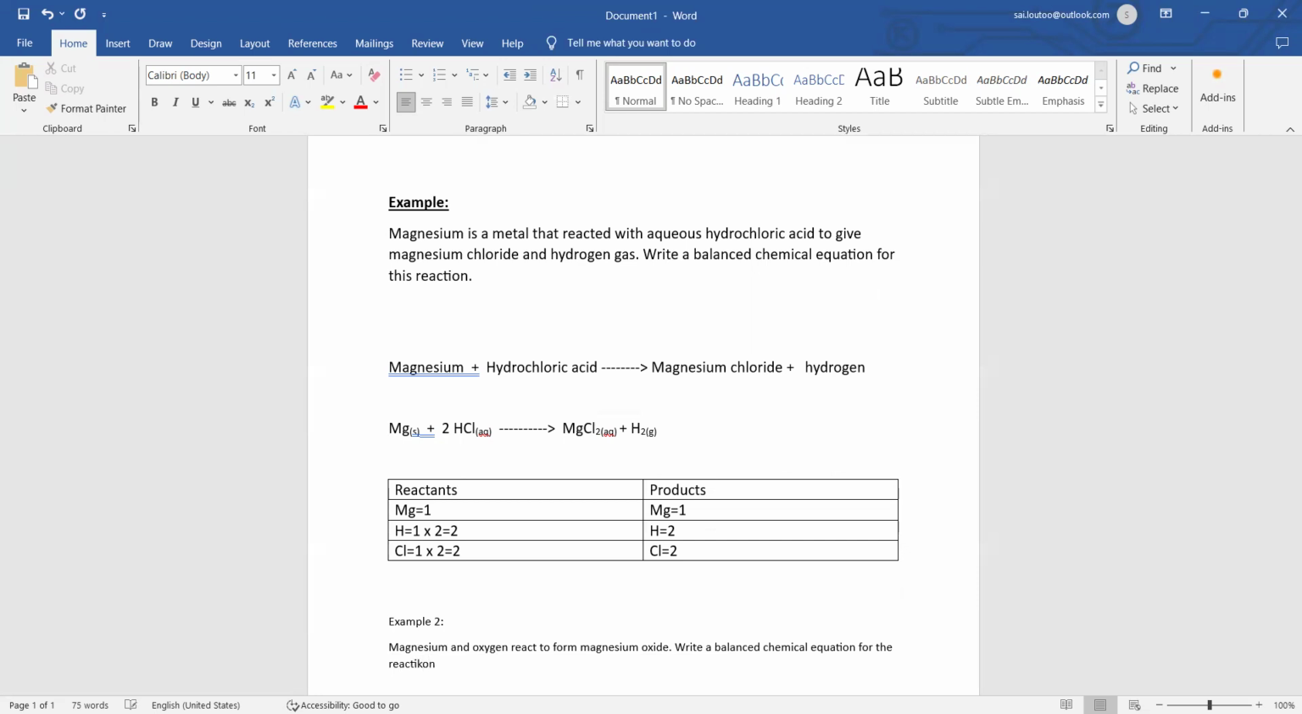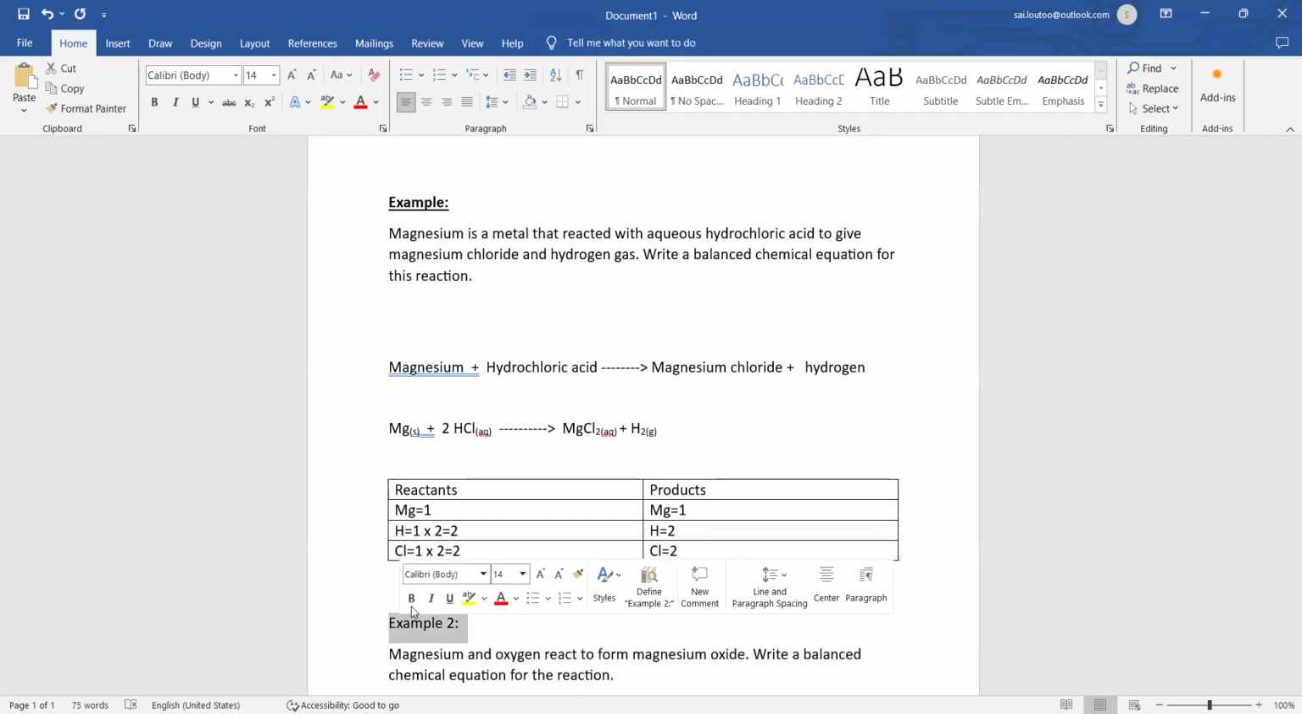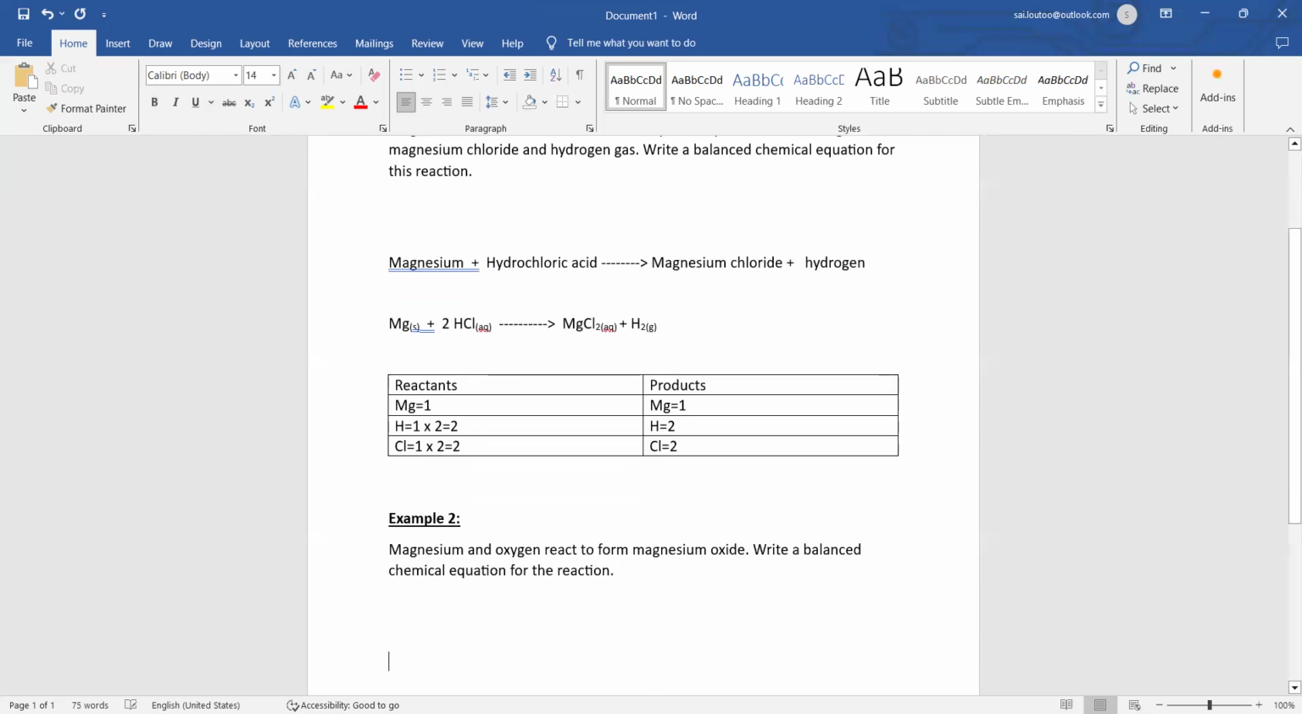Magnesium and oxygen react to form magnesium oxide. They want you to write a balanced chemical equation for the reaction. Now, like I said, these things I know off the top of my head, but I need you to refer to your periodic table for these, right? So we write in the word equation first.